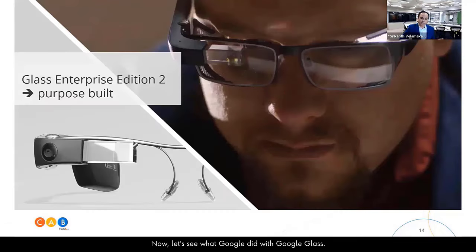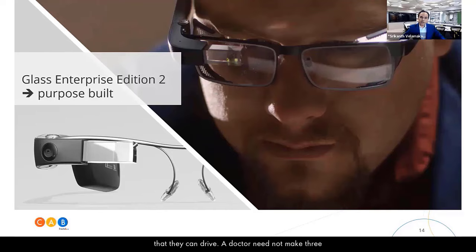Now let's see what Google did with Google Glass. Google, in fact, abandoned the Google Glass consumer-grade product, but they did not abandon the Google Glass project altogether. So they built Glass Enterprise Edition 2. And now this one is a much more purpose-built solution. It is user-focused, it is decision backwards, and it is more narrowly framed in industrial and manufacturing examples and healthcare examples, so that they can drive.